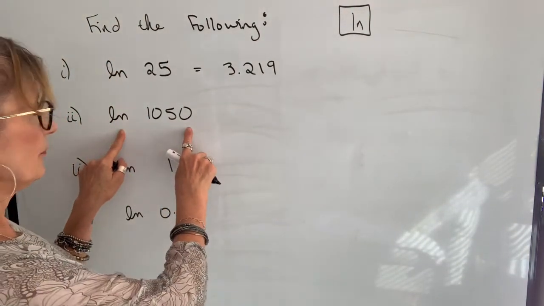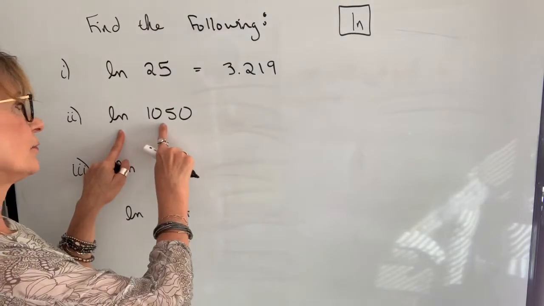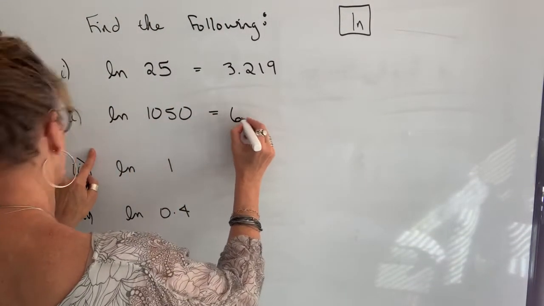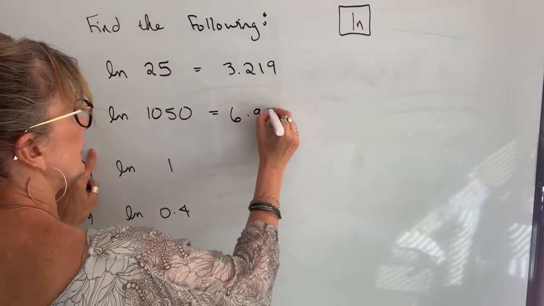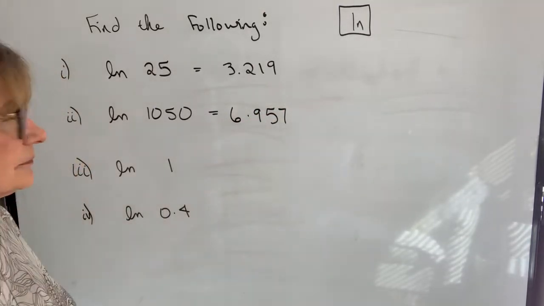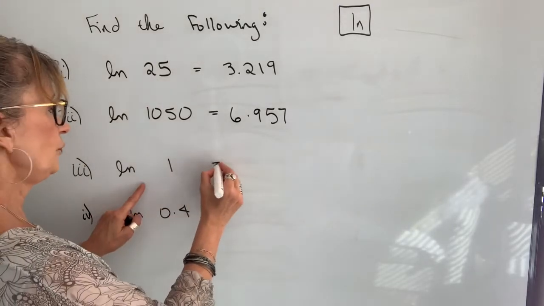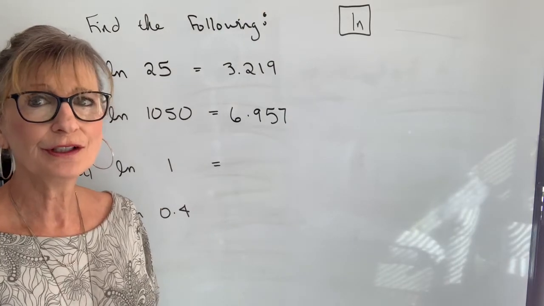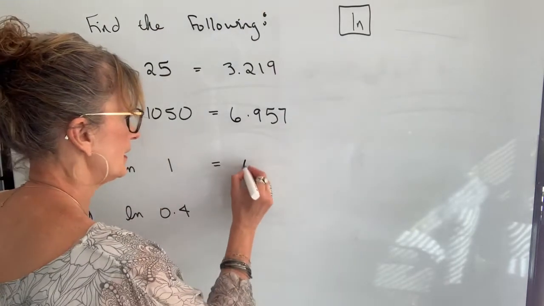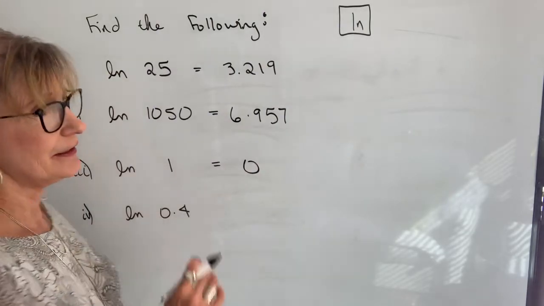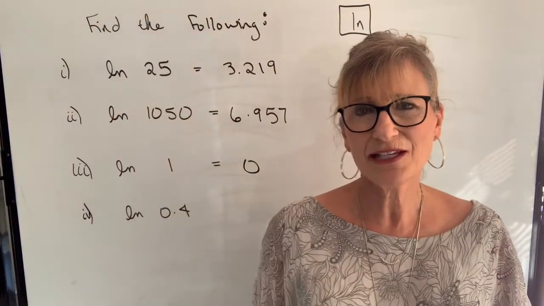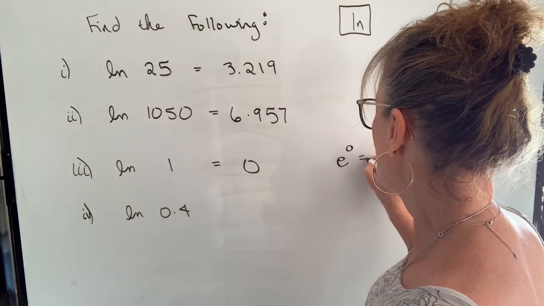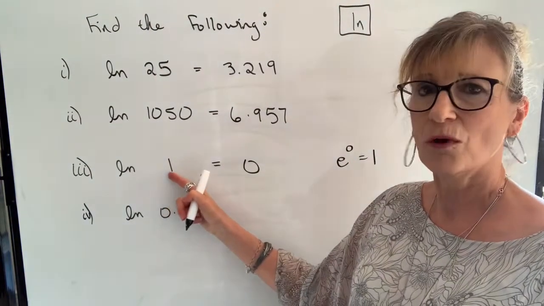Second example, again, I'm finding what power e must be raised to equal 1,050. When we punch that in, we get 6.957. If you punch natural log of 1 in your calculator, you're going to get a 0, and you might think you did something wrong, but you didn't. The log of 1 to any base is always going to be 0. In other words, e to the 0 is equal to 1. So the natural log of 1 will always be 0.